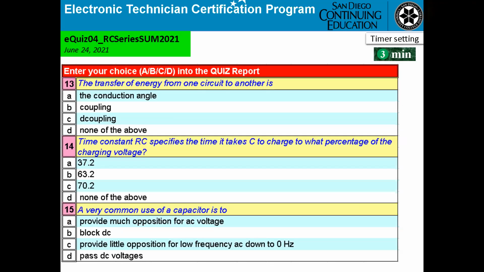Sam, is there any way to raise that up just a little bit, the bottom of 15? Not at the moment. I have to let it run all the way through.